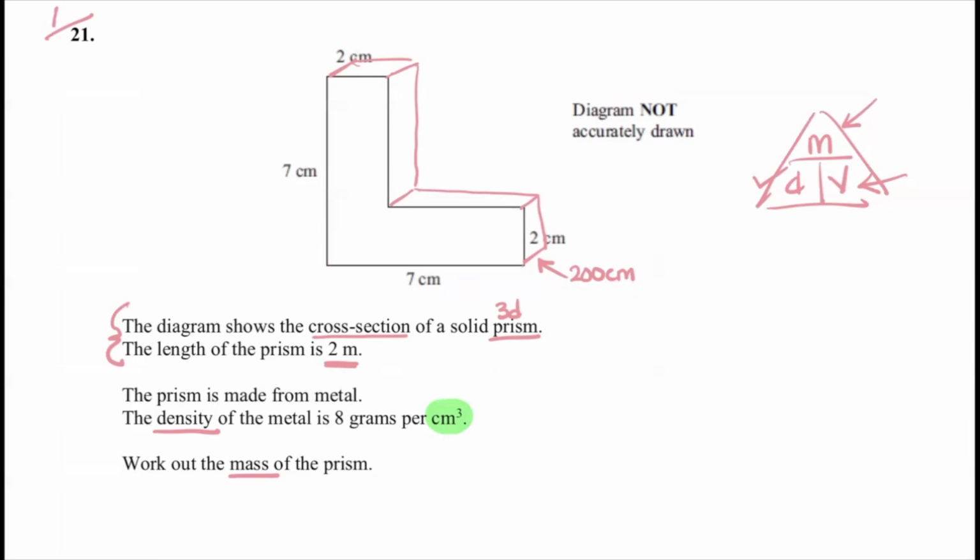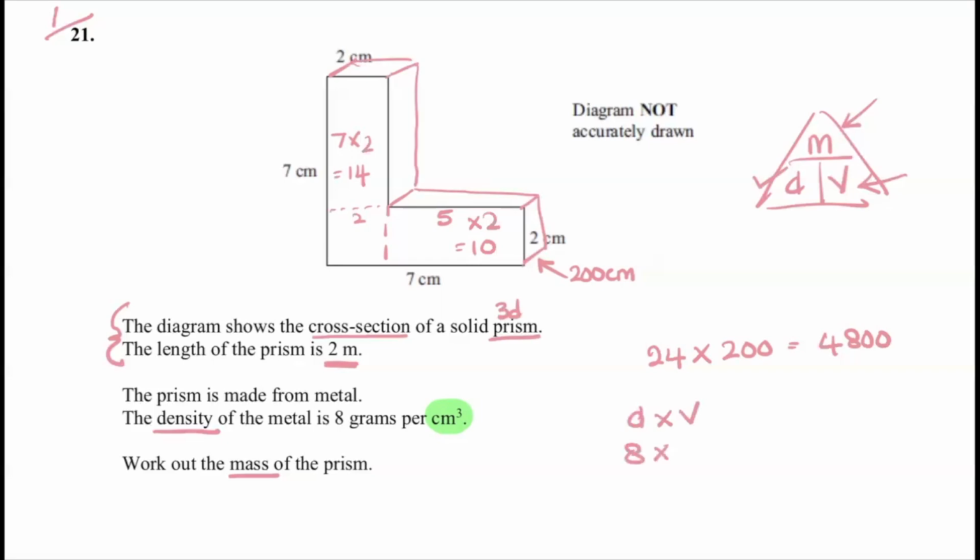So we're going to split this cross section and work out the area of the cross section. We've got this section here, which is 7 by 2. And then we've got this section, which if this bit here is 2, then that's going to be 5. So it's going to be 5 times 2, which is 10. So my cross section is 24. I'm going to times that by the length, which is 200. That's going to give me 4,800. That's my volume.